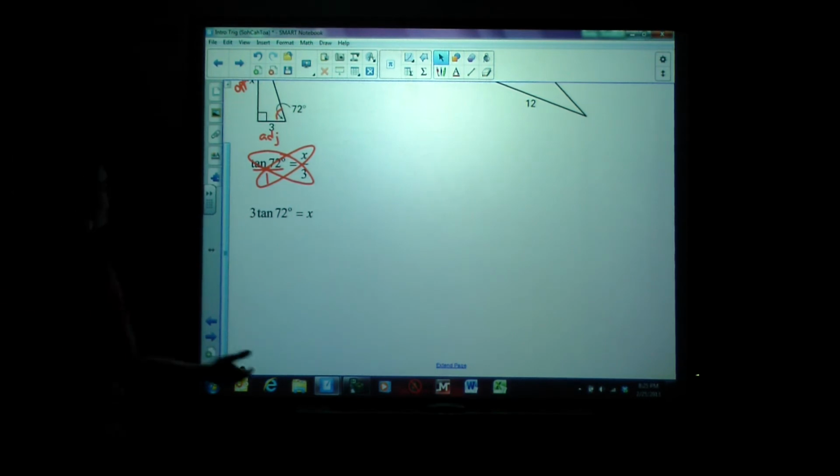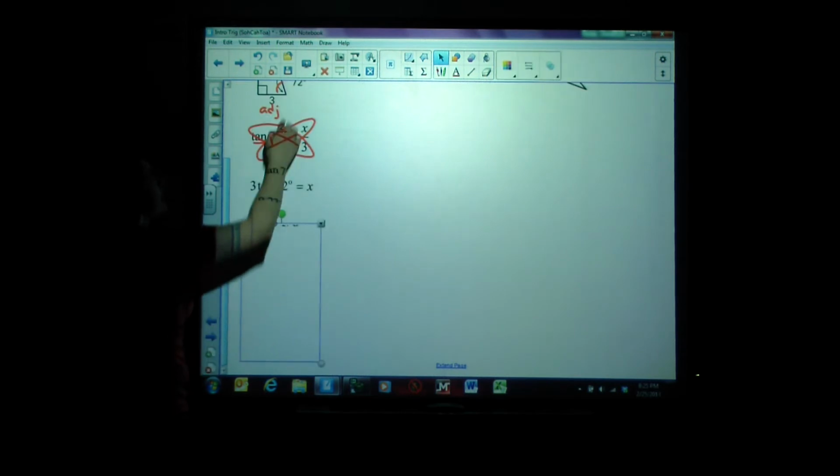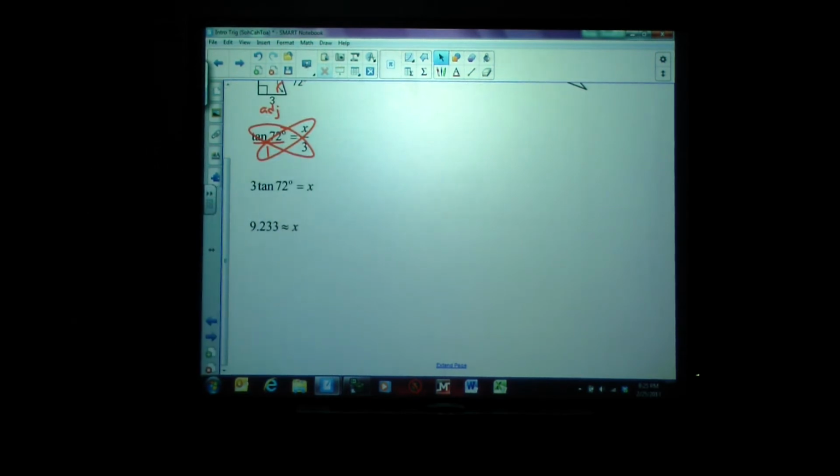Well, x is all by itself. So now you get to just type this in your calculator. Take 3 times the tangent of 72 degrees and you should find x to be approximately 9.233. Important thing to remember, when you take 3 times the tangent of 72, the tangent of 72 is one term all by itself. Don't try multiplying that 3 onto the 72. Leave it out front. Always put it out front.